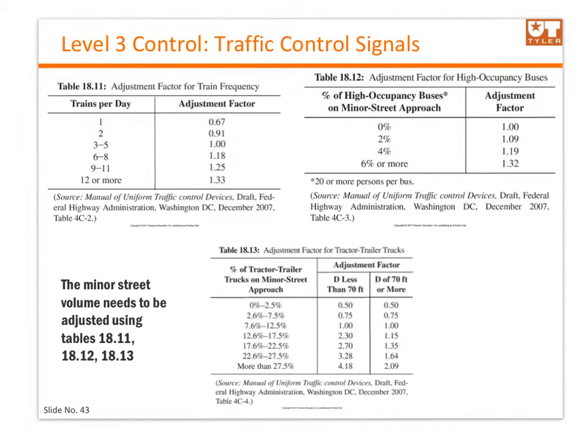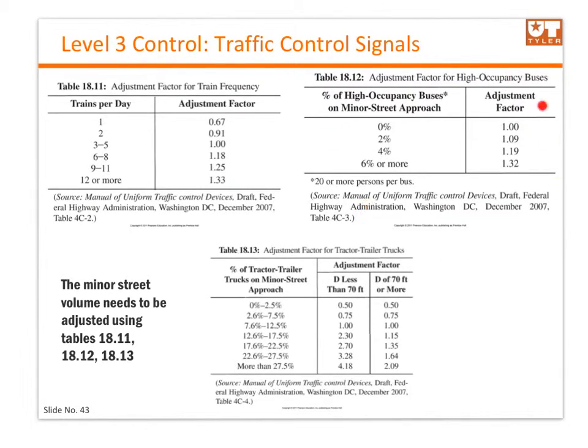The previous two figures were done with certain assumptions. The first assumption is that I have trains per day equal to 3 to 5. If I have 3 to 5 trains, then the correction is 1. That correction is basically applied to the minor street volume that needs to be adjusted, and that's what I have here. The minor street volume needs to be adjusted using tables 18.11, 12, and 13. So for example, if I had 9 to 11 trains per day, this means the adjustment factor is going to be 1.25 times the minor street volume before I get to the previous two figures.